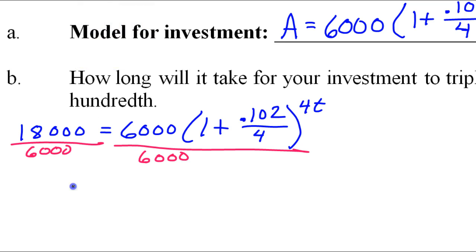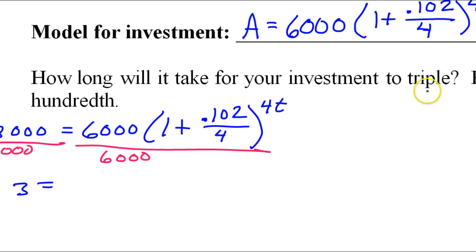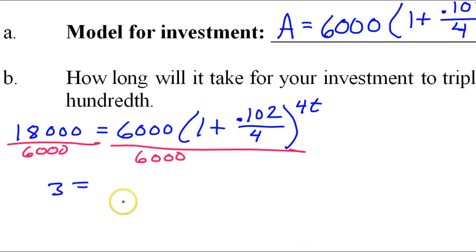No surprise, this turns out to be 3 because we were answering the question, how long will it take for the investment to triple? So of course it was going to be 3. So 3 equals 1 plus 0.102 over 4 to the 4t power.